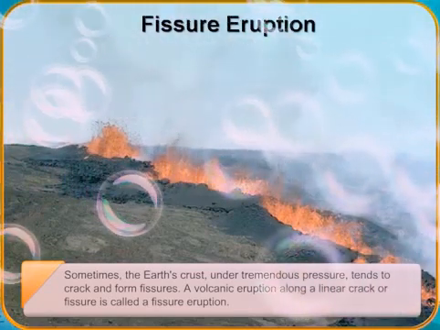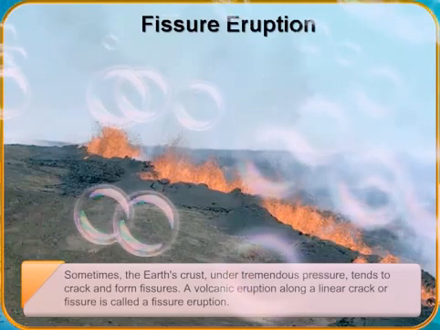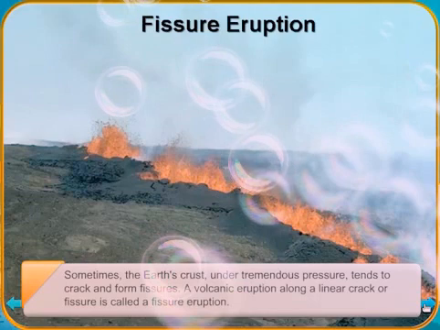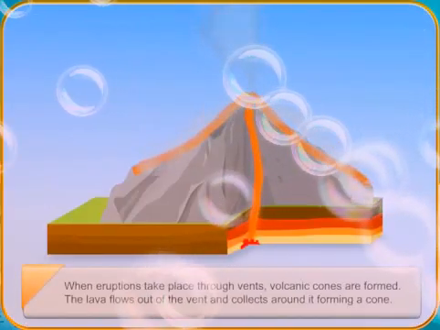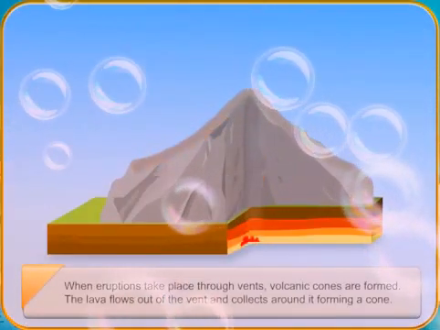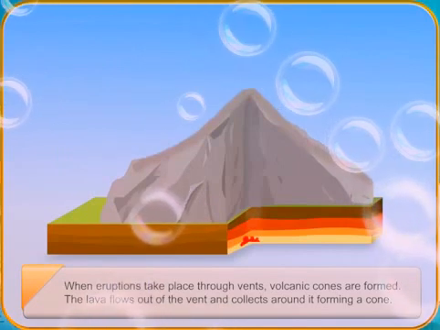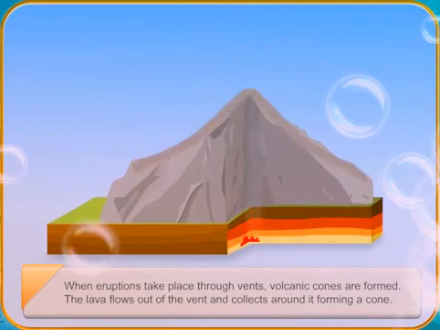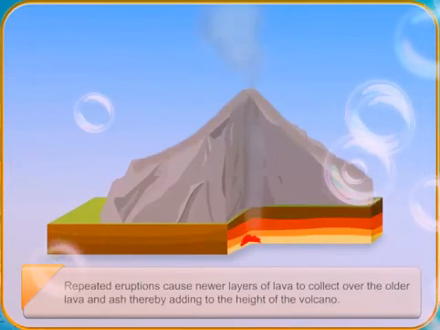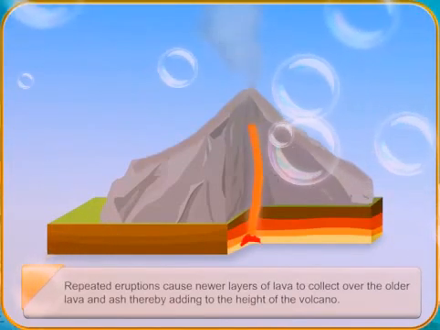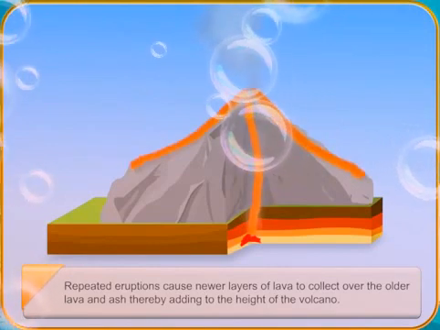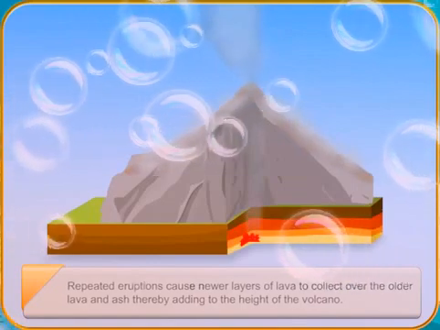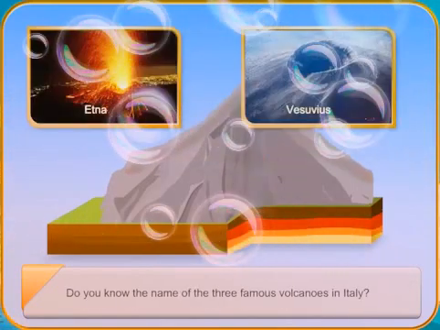When eruptions take place through vents, volcanic cones are formed. The lava flows out of the vent and collects around it, forming a cone. Repeated eruptions cause newer layers of lava to collect over the older lava and ash, thereby adding to the height of the volcano. Do you know the name of the three famous volcanoes in Italy? The three famous volcanoes in Italy are Etna, Vesuvius and Stromboli.